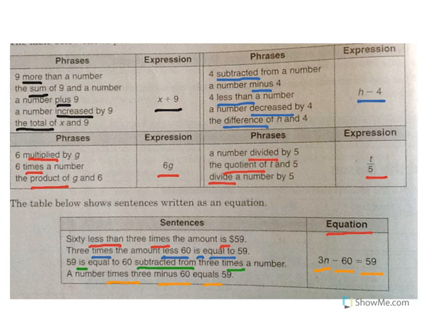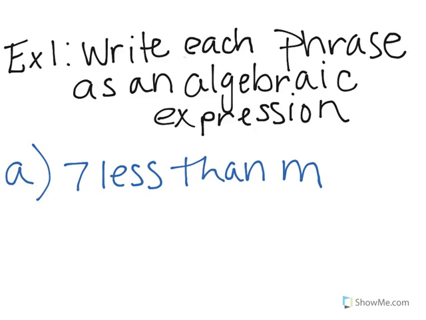That's why algebra can get a little tricky sometimes. So let's go through some examples. We need to write each phrase as an algebraic expression. All right, so the first example is 7 less than m.